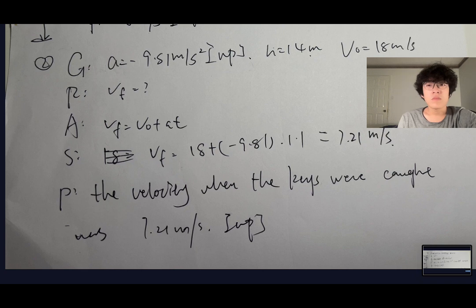As we know the initial velocity, time and acceleration, the only thing we need to do is apply the formula Vf equals V initial plus acceleration times time. By substituting the values, the final velocity equals 18 plus negative 9.81 times 1.1. The value equals 7.21 meters per second.